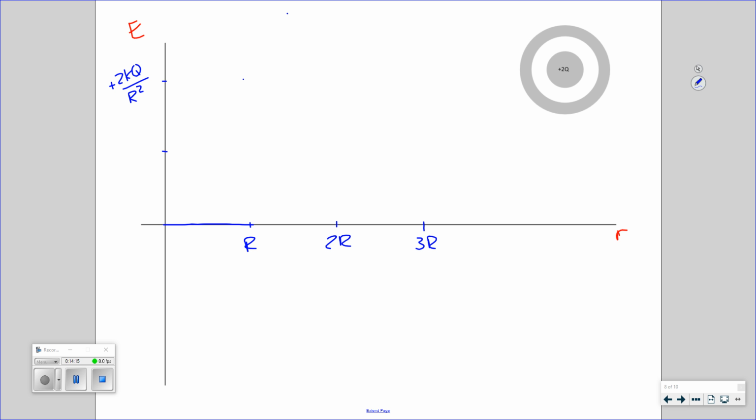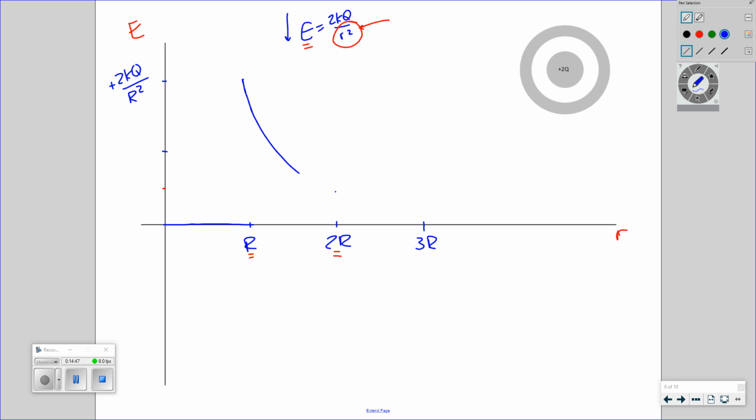Now, in this region, the field is 2kq over r squared. We get this inverse square dependence of field strength on r. In that region, r goes from r to 2r. R doubles, so E must get 1/4 as big, an inverse square relationship. So we go from 2kq down to a half of kq over r squared. And here's our data point there. And this looks, okay, something like that. Pretty not bad for an inverse square, fine.